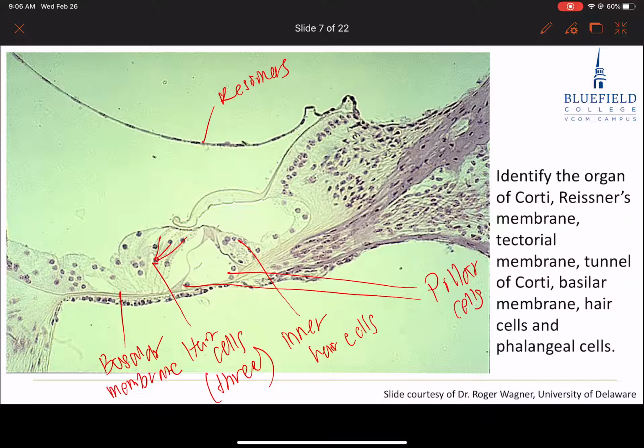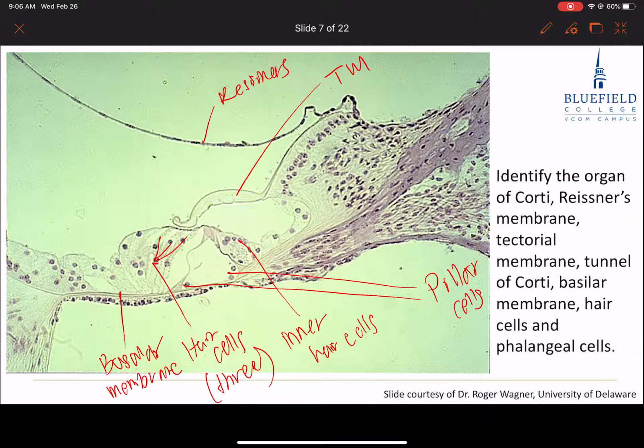Tectorial membrane, right here, sitting on top of one, two, three outer hair cells. All these other nuclei in here will be my outer phalangeal cells. I can't really make out my inner hair cell. It's one of these two. I have to guess and pick the superior nucleus there, but I can't see the hairs on it. The rest of them will be phalangeal cells.